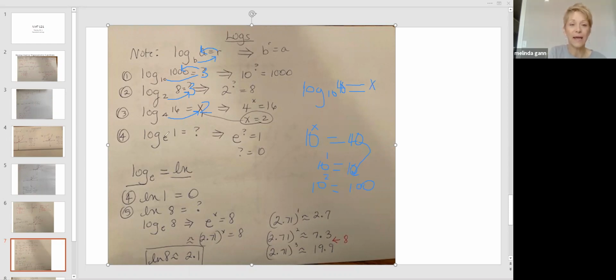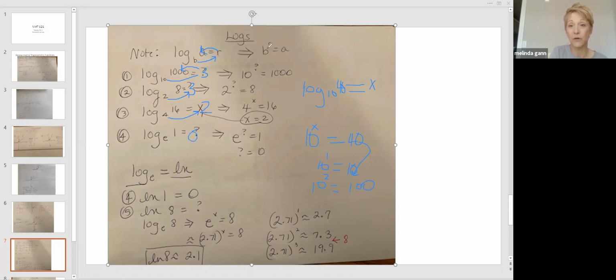Now, remember e is an irrational number. Remember, it's about 2.71. So when they have log base e of 1, they're saying e to some number is 1. 2.71 raised to what number is 1? Well, anything raised to the 0 power is 1. So that's how I know that this answer right here is 0.